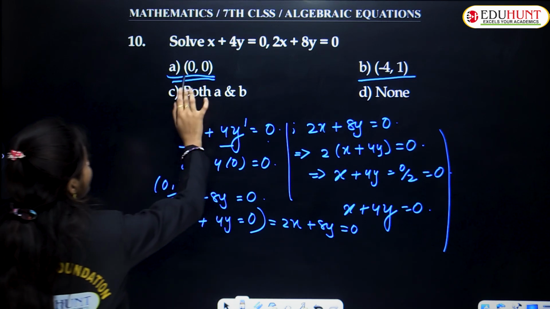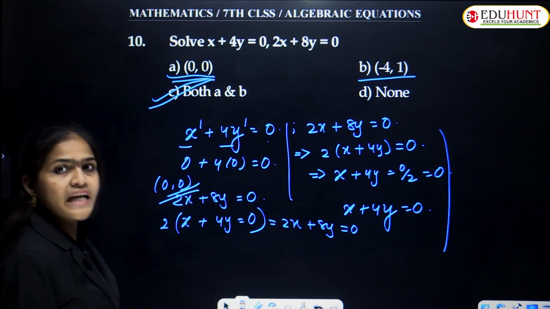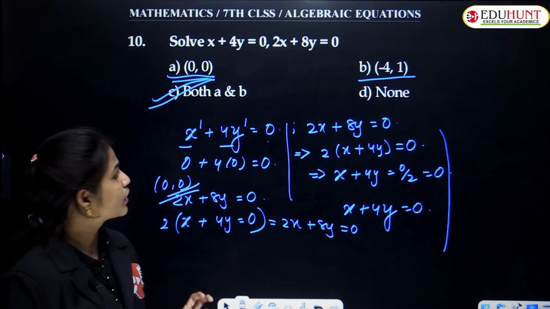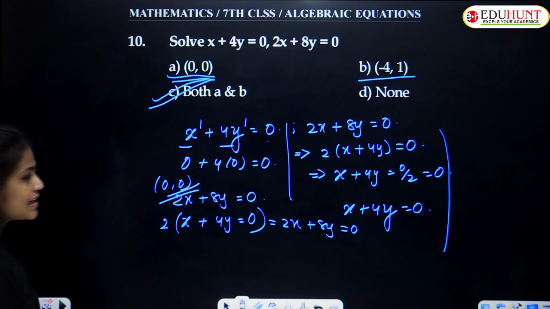And the third one is both A and B. Yes, this is the answer. A is satisfying and in the same way B also satisfying. So here A and B are the answers. And here none, that is option D. Okay ma. So this is the 10th question.